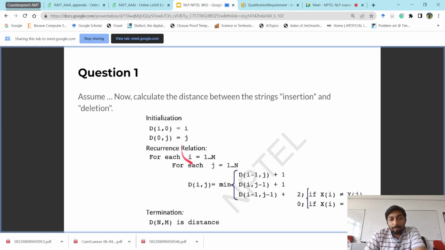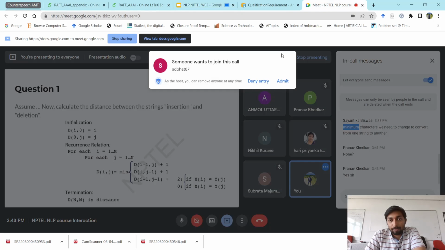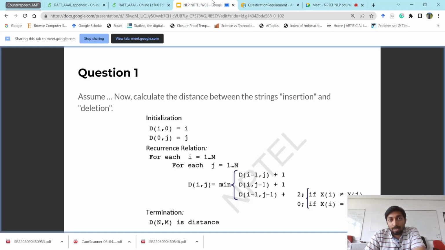Okay. Next we move to the recurrence prediction. Now here what we do, we write two for loops to traverse the entire matrix, and in each case we try to find the minimum of these three values.